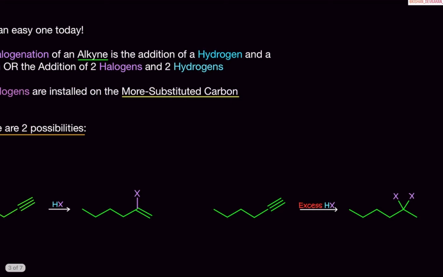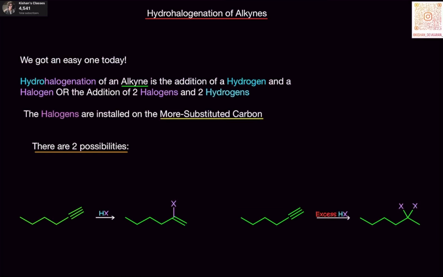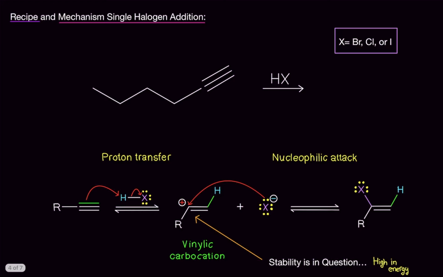The other version is using excess HX, and I'll explain why a little bit later, why this works. What this does is we have our alkyne, but when putting excess of a hydrogen and a halogen, we install 2 halogens and 2 hydrogens, but we get an alkane. We do not end as an alkene like this one. I'll explain why. But first, the recipe.